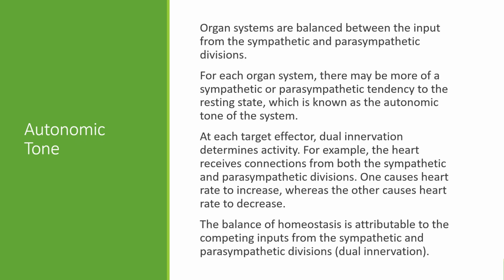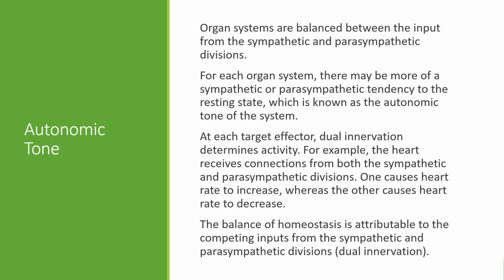Autonomic tone. So we talked a little bit about muscle tone, and that was the idea that the muscles are always in a partially activated state so that they're not just flaccid, like a noodle, right? We have the same thing going on in the autonomic nervous system. Organ systems are a balance between input from our sympathetic and our parasympathetic divisions. For each organ system, there may be more of the sympathetic or more of the parasympathetic, a tendency to be in the resting state. That's known as the autonomic tone. In other words, which one has more control at any given moment?